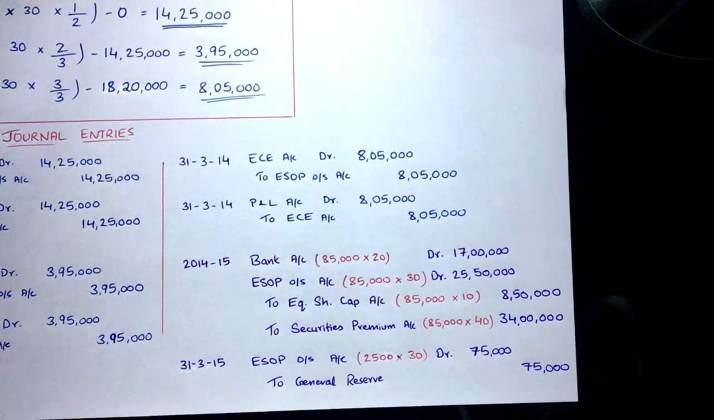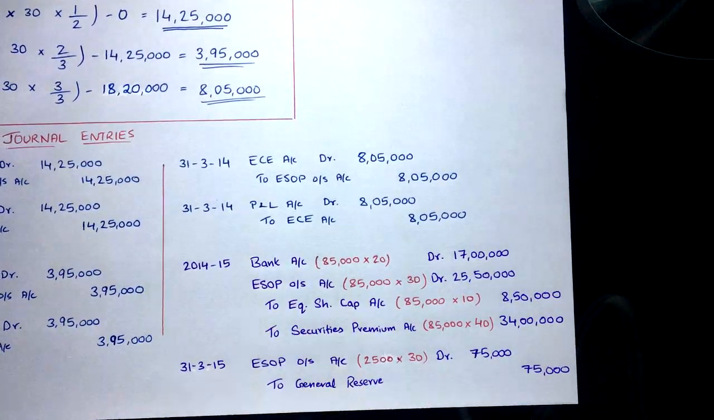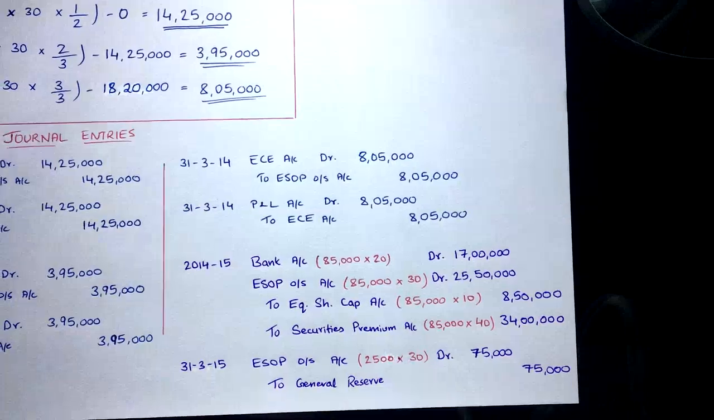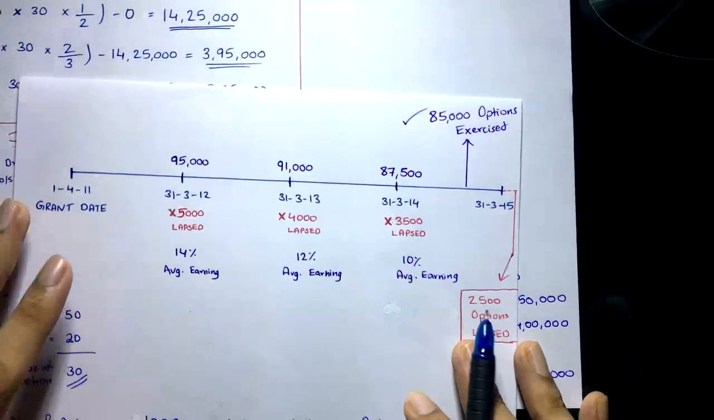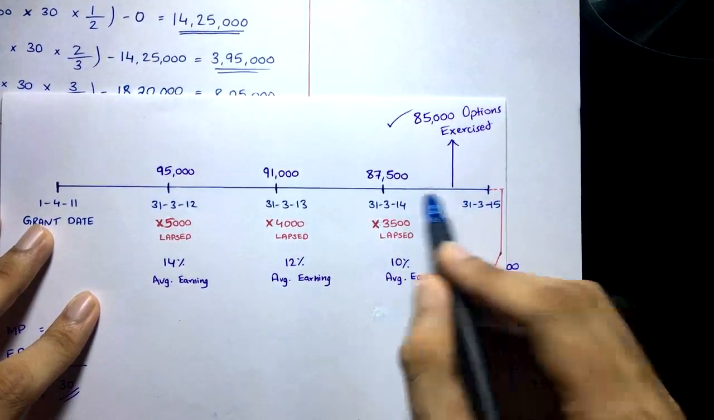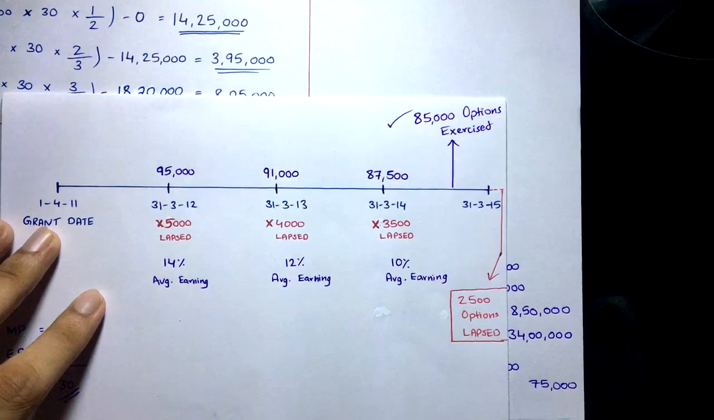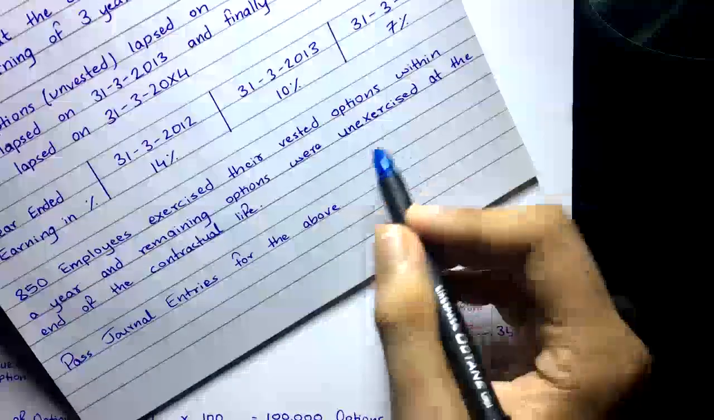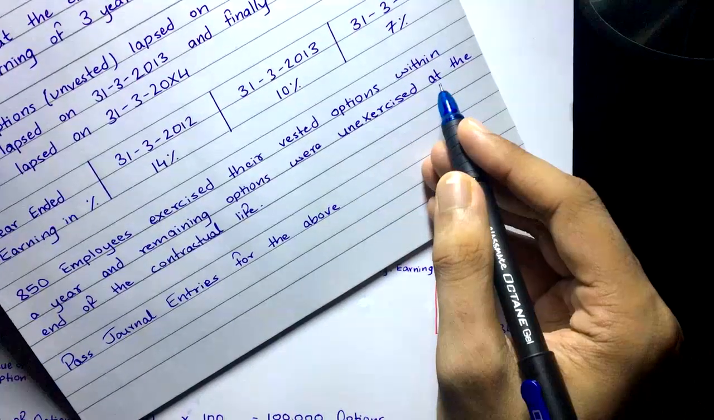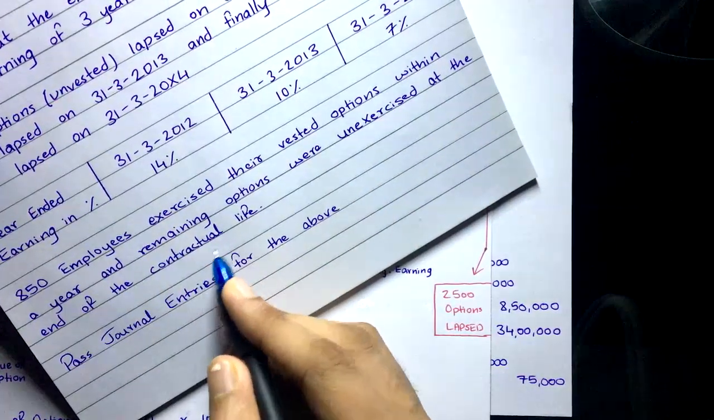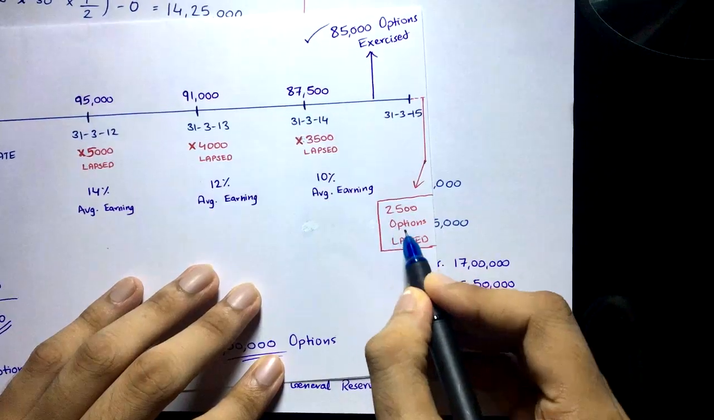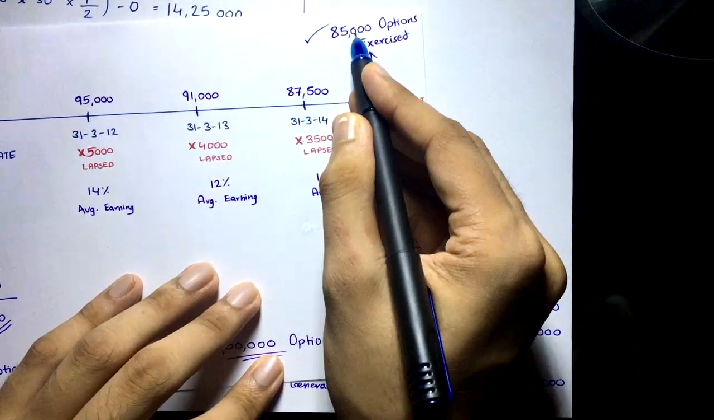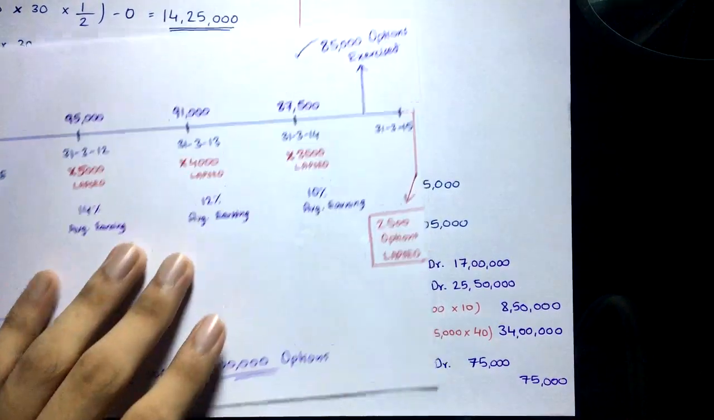Exercising the option: bank account debit, ESOP outstanding debit to cancel the liability to the extent of options exercised, and then transfer it to equity share capital and securities premium. Clear? And then what happened? At the end there were some employees who didn't exercise their right within the period. If they didn't, their options will lapse. In the question it is said some options remained unexercised at the end of the exercise period. We have already calculated those: 87,500 minus 85,000, so 2,500 options have lapsed, expired.